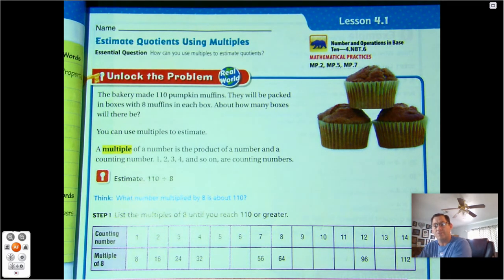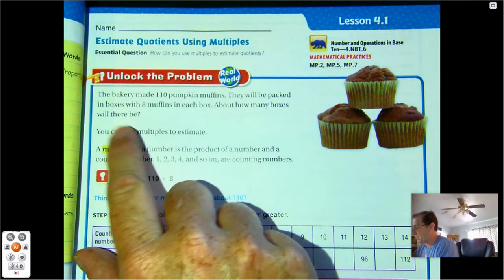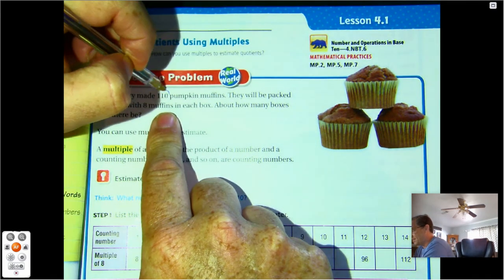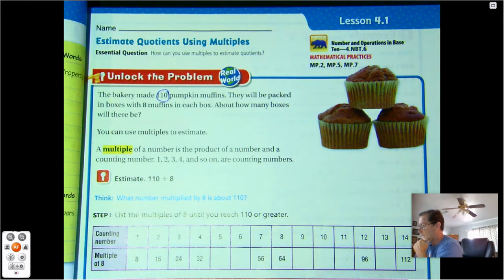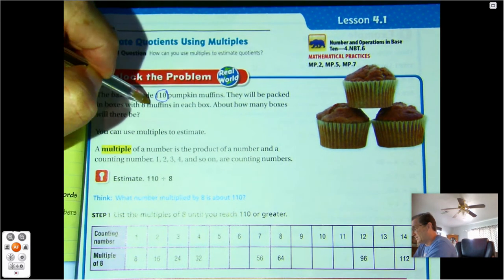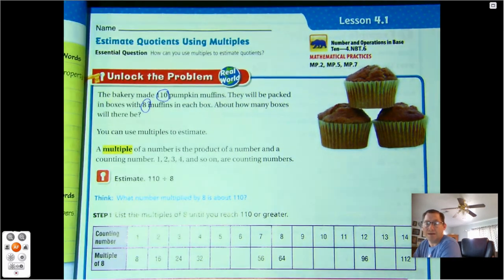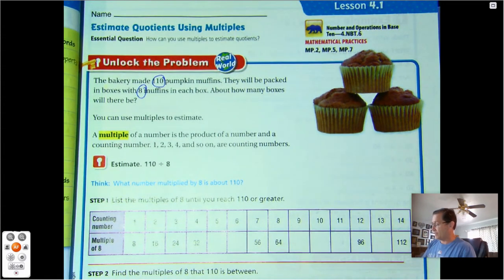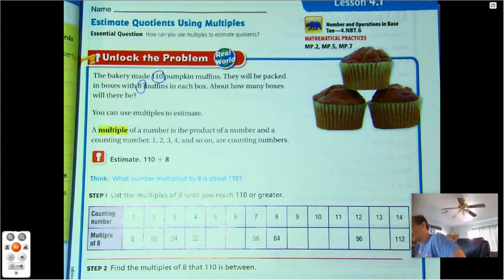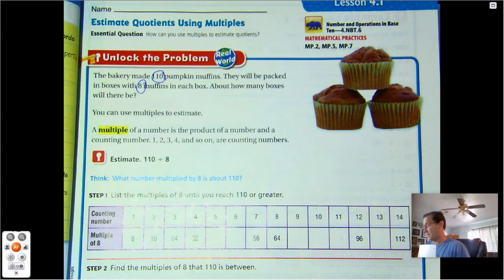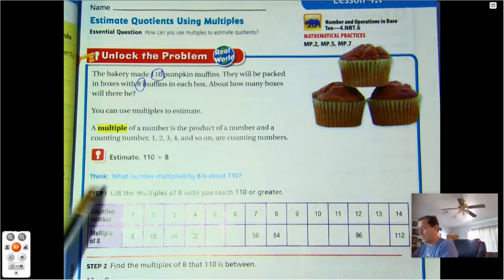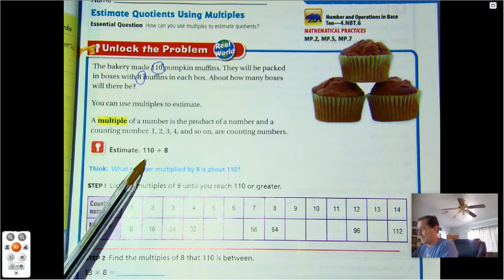We're on page 143. The bakery made 110 pumpkin muffins. They will be packed in boxes with 8 muffins in each box. About how many boxes will there be? So we're going to use a multiple to estimate. And as I just mentioned, a multiple is the product of a number and a counting number. 1, 2, 3, 4, and so on, those are counting numbers. So estimate 110 divided by 8.